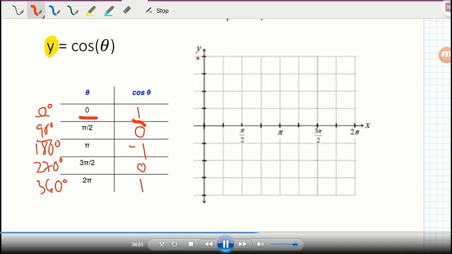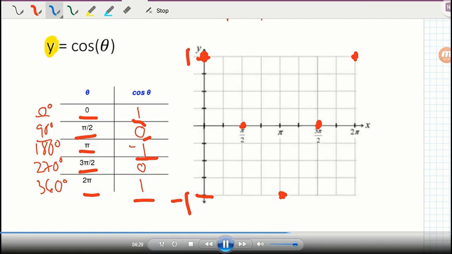So the first point is (0, 1), which means you stay here on the x-axis and you go up 1. The next point is (pi over 2, 0), so that just means you go out pi over 2, and then you stay there. You don't move up or down. And then it's pi at -1, and then it's 3 pi over 2 at 0, and then 2 pi at 1.